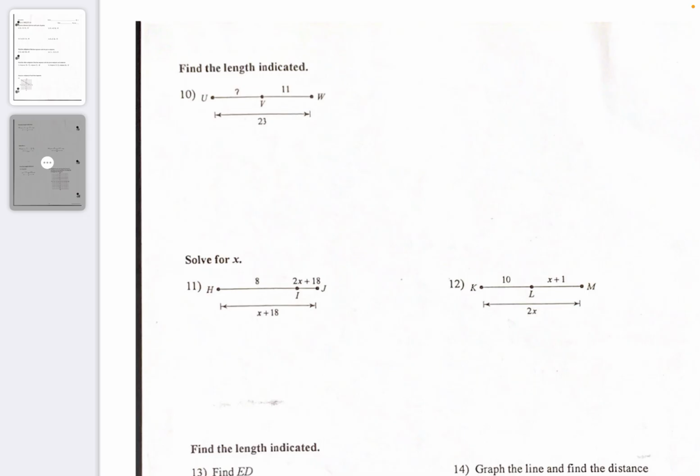All right, number 13. Who did 13 for us? Jillian. All right, Jillian, we need to find the length of ED. So they give you x plus 3, they give you x plus 2, they give you 13. What was the equation you set up?